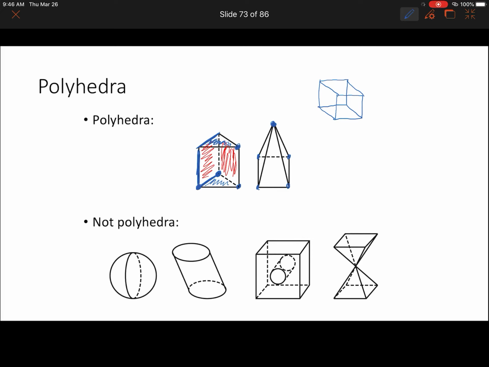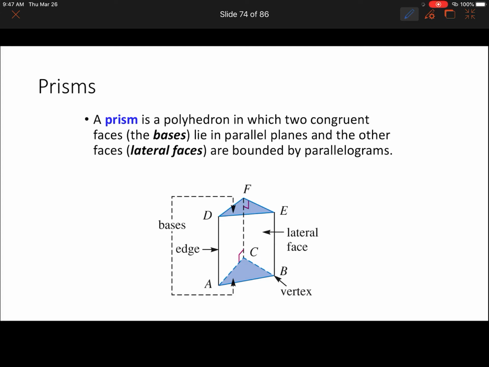Now, the ones that are not polyhedra, the reason they're not polyhedra is because they don't have polygonal sides or faces. The sphere, again, is a round, circular shape. It's not a polyhedra. Same thing with the next one, the cylinder. It is also not a polyhedra. And then the first two we talked about, this cube shape and also this one, they are not polyhedra because they're not simple closed surfaces. Okay, so just be aware of that.